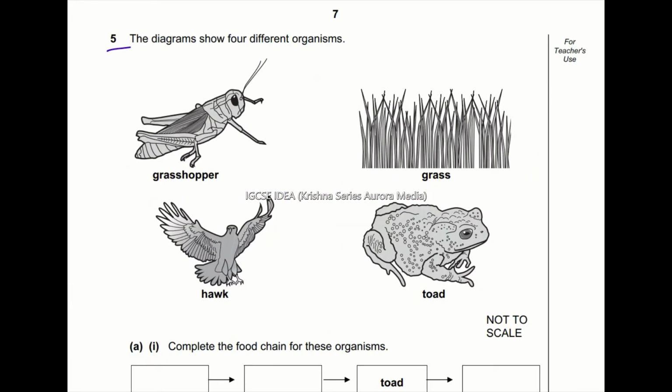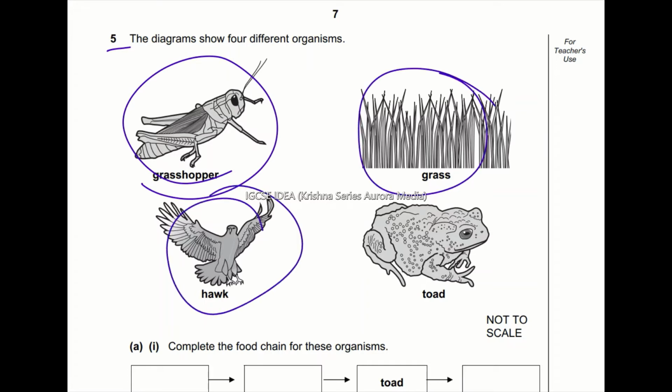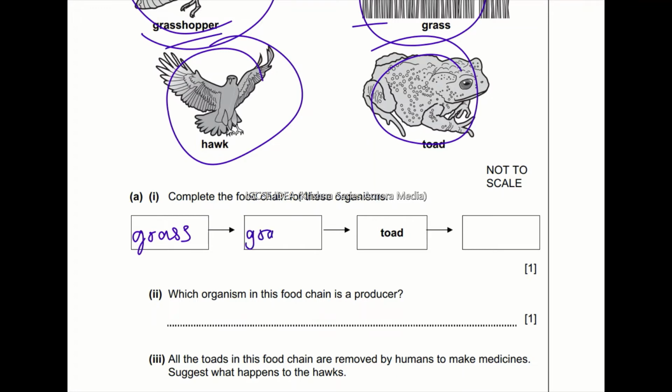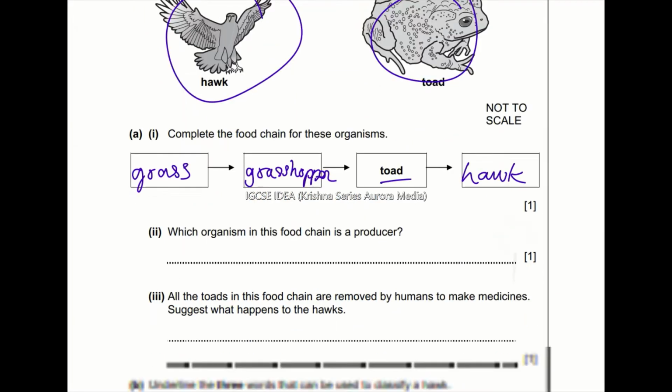Question 5. The diagrams show 4 different organisms: a grasshopper, grass, hawk, and toad. Okay. Complete the food chain for these organisms. First will always be a producer, which is grass. Second, grass is eaten by a grasshopper, and it's eaten by a toad, and the toad is eaten by a hawk, which is a tertiary consumer.